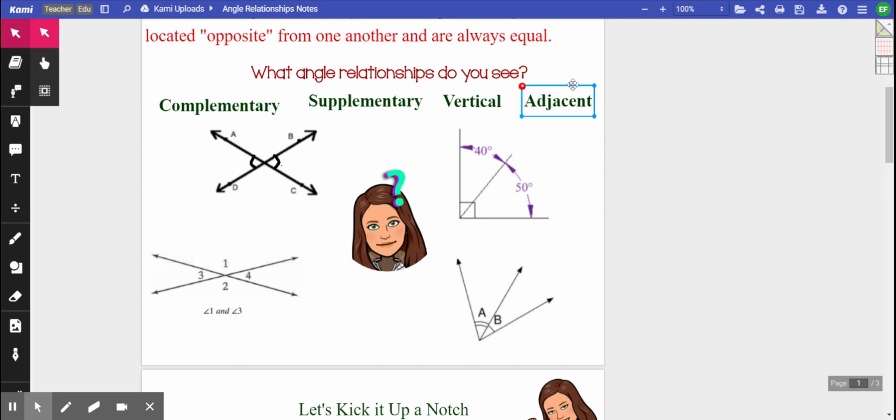We can see that, here we go, adjacent could go here. So if you thought about that, you are correct. Adjacent could also go down here. Again, you would be correct. If we're talking about angles 1 and 3, that would also be an example of adjacent. But since I'm only going to be using this one once, I'm going to leave it to the side for now to try to figure out what other relationship we're looking at.